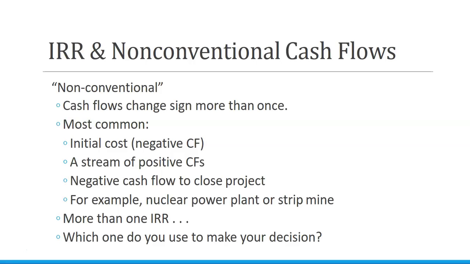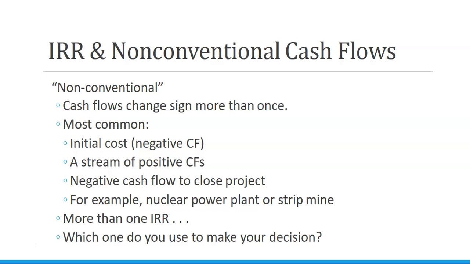For those non-conventional cash flows, that's where the cash flow changes signs more than once. The most common cash flows are that we have an initial cost that is a negative cash flow, a stream of positive cash flows, and then a negative cash flow to close the project. For example, a nuclear power plant or a strip mine.